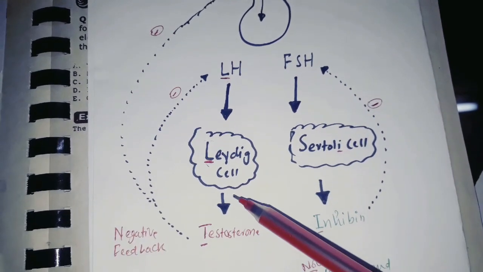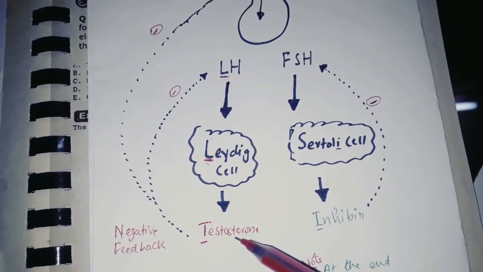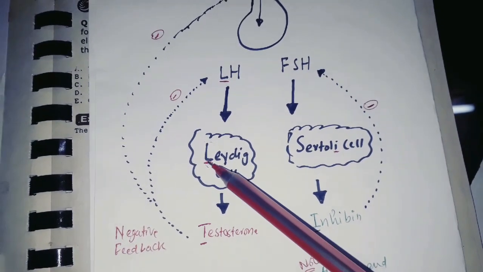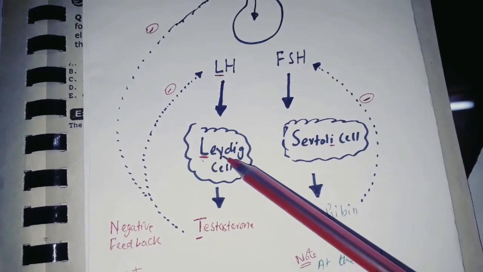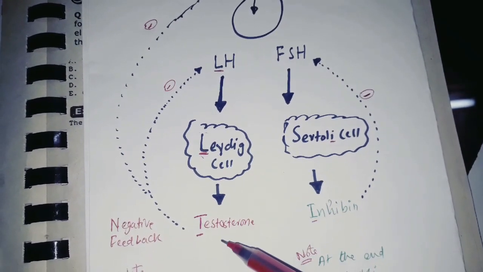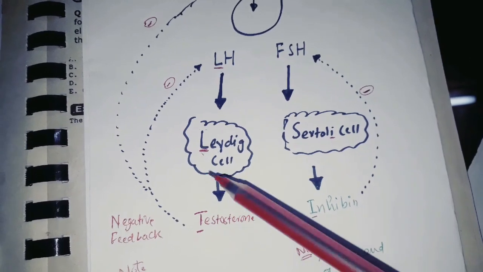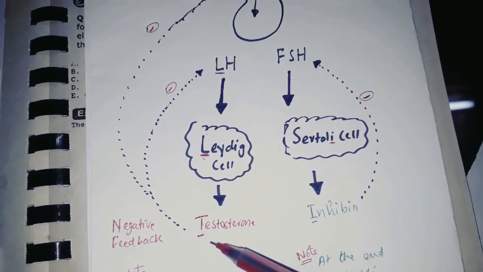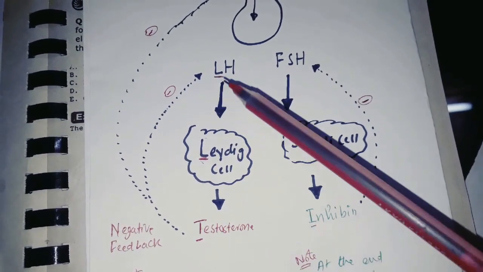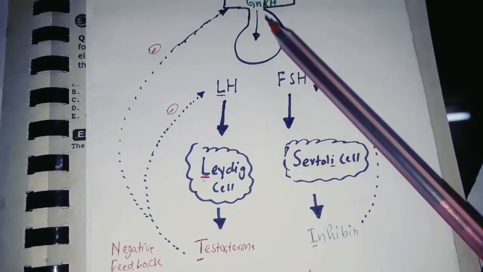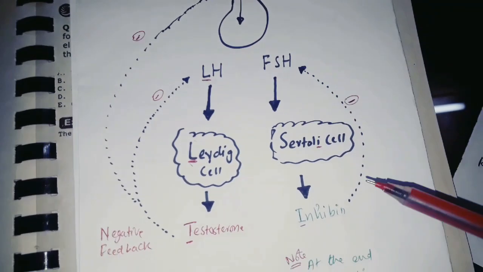Now, how will you remember the secretion? The Leydig cells will secrete testosterone. If you invert this L, it will become D, and this is how you will remember it. The Leydig cells are going to secrete testosterone. Now the important thing here is that for the negative feedback we have to remember that testosterone is going to inhibit both luteinizing hormone and gonadotropin releasing hormone.